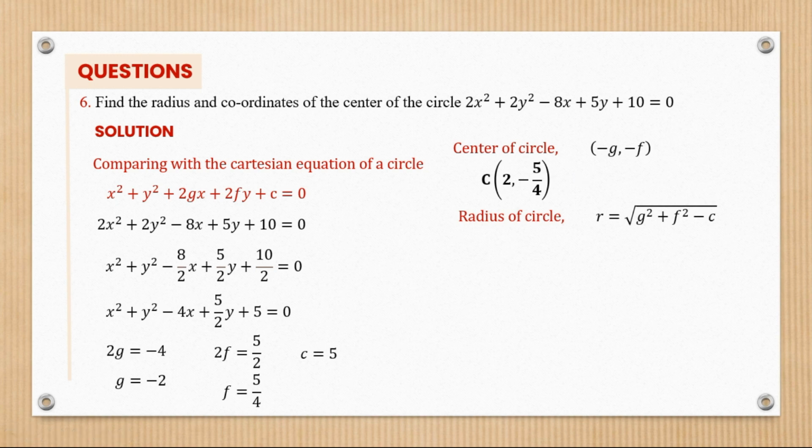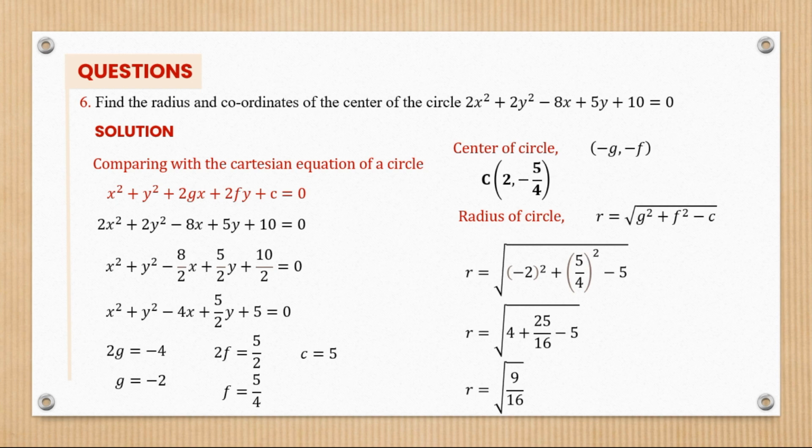So next I can find the radius from this formula. So plug in the values and I'll have root of 9 over 16, which shall give me 3 over 4 units. And those are the answers.